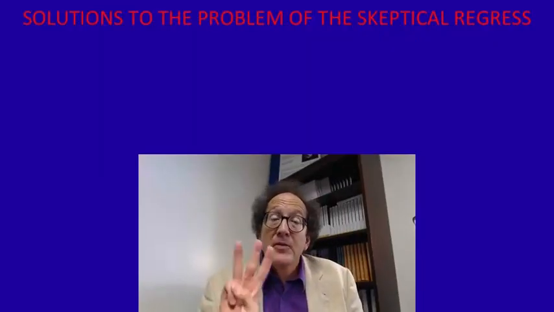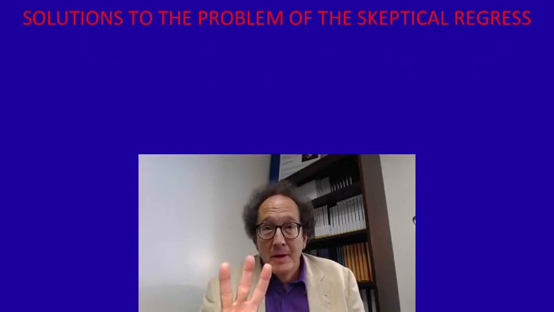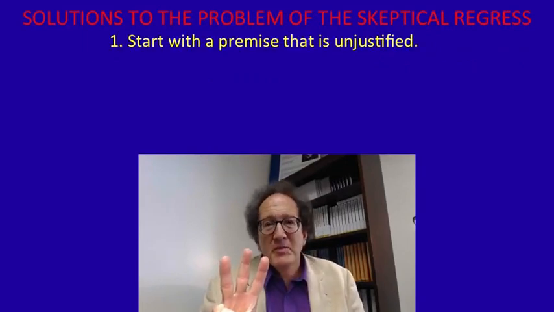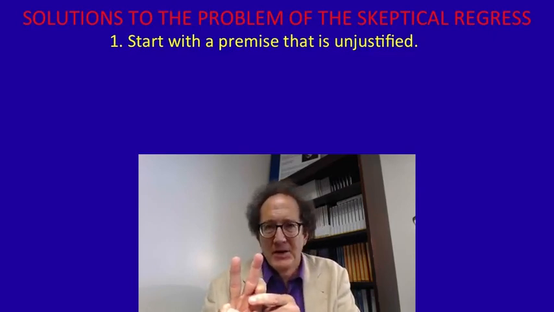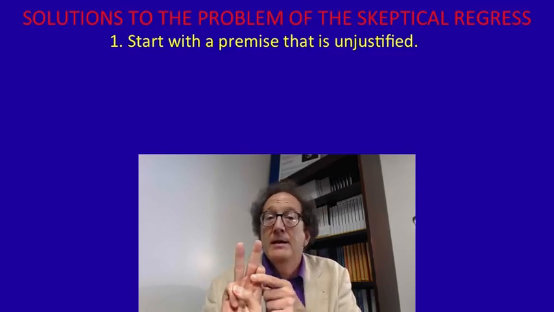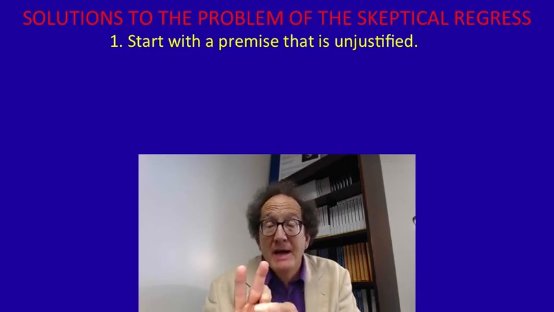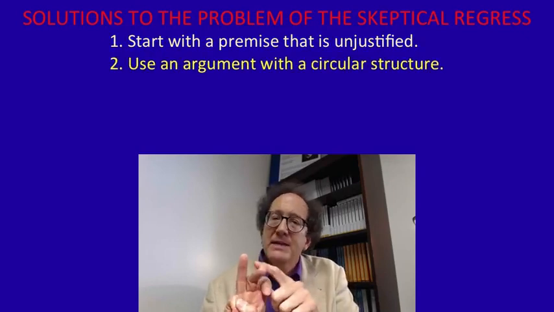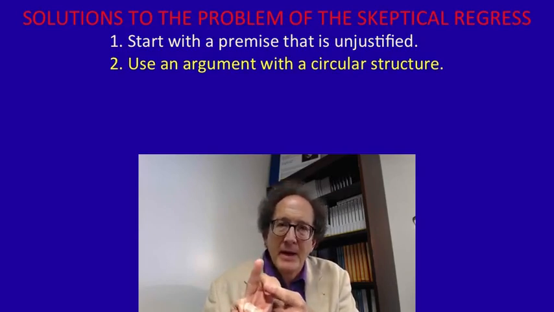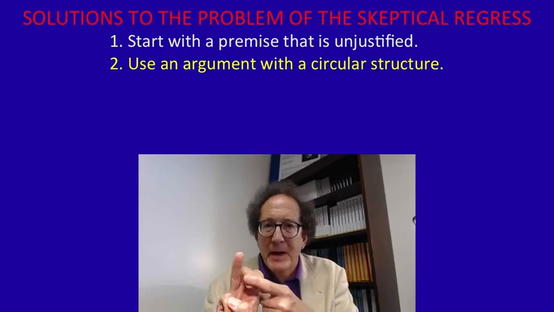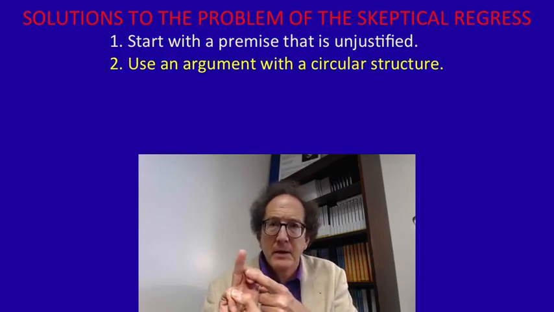There seem to be only three ways to get around the skeptical regress. The first is to start with a premise that's unjustified. If it's unjustified, then it doesn't need an argument to back it up. And that means that you're not going to have this chain of arguments going back and back and back. The second possibility is to have a structure where the arguments move in a circle. One claim is justified by another, which is justified by another, which is justified by the first claim. And they just move in a circle.